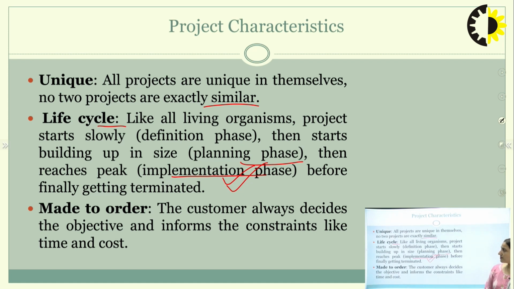Now, the next term is made to order. The customer always decides the objectives and informs the constraints like time and cost. It is very important. When we are talking about any particular project, time and cost play a very important role. So, that needs to be defined initially: what is the maximum time frame within which the project will be completed, and what will be the total cost of the project. As far as the customer is concerned, the customer decides the objective that the customer wants to achieve, and that conforms to the constraints of time and cost.